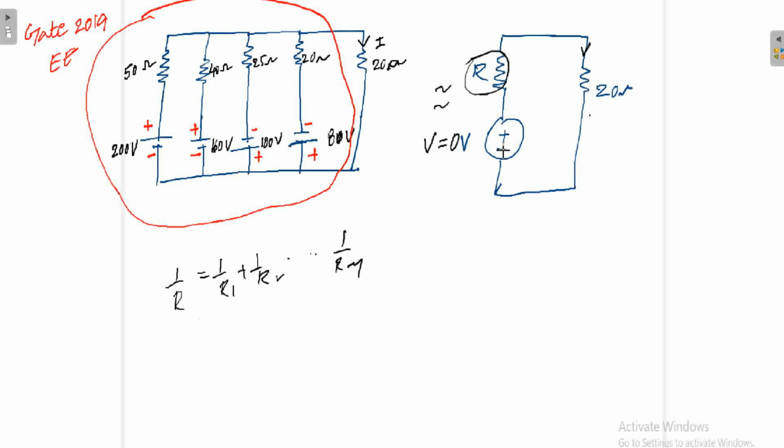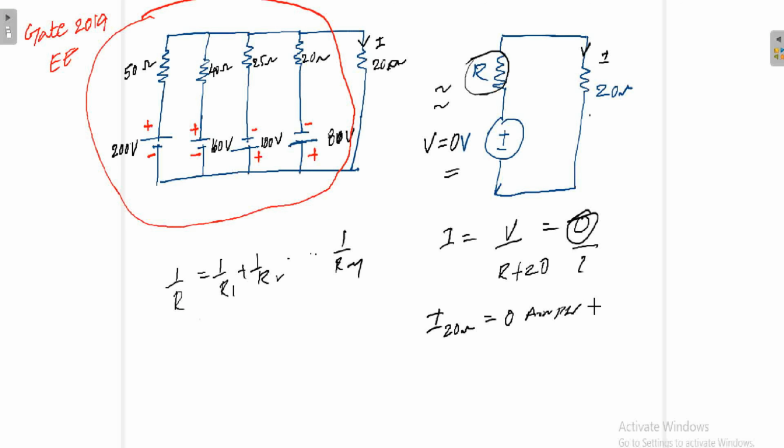No, because V is 0. Then what will be the I value? I is equal to total voltage by total resistance, that is V by R plus 20. But V is equal to 0. The numerator is 0, so what is the need to find the denominator value? So the current through the 20 ohms is 0 amperes.